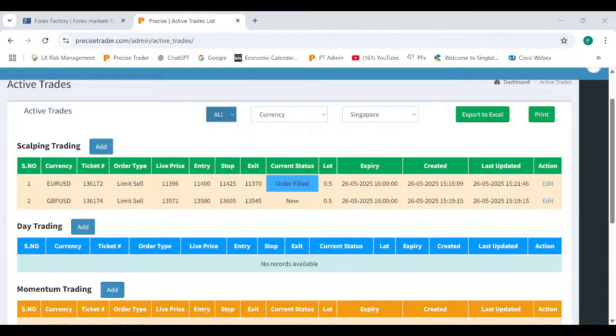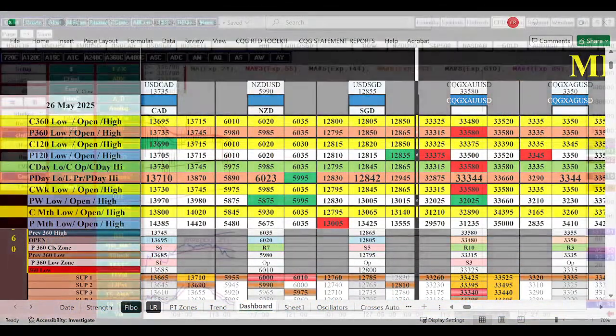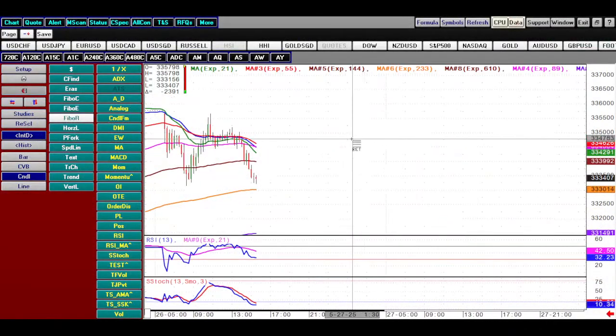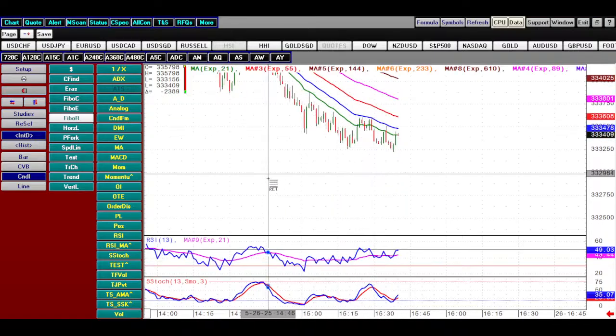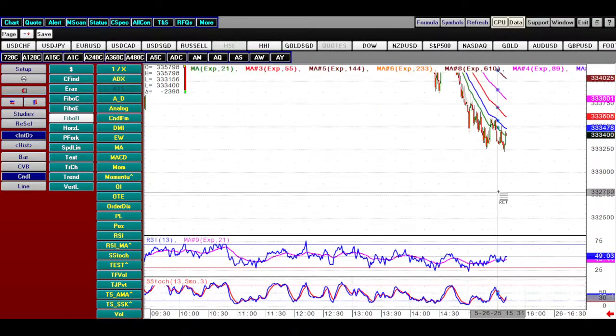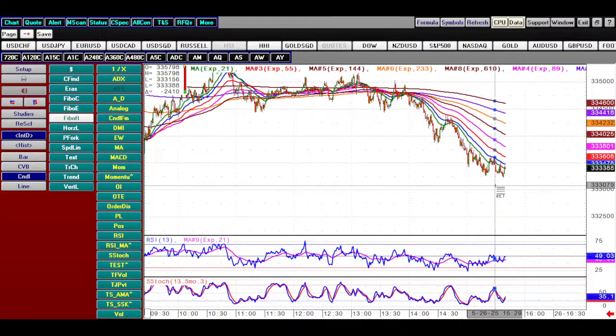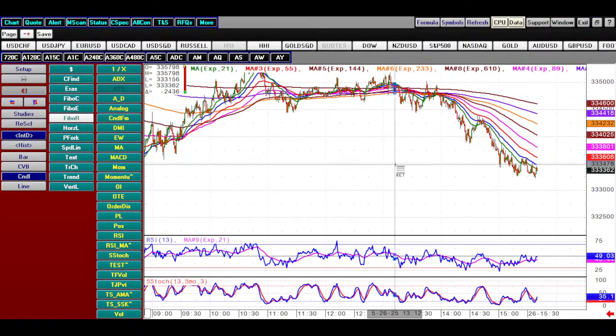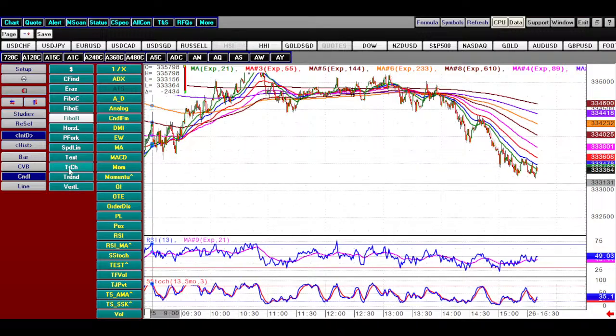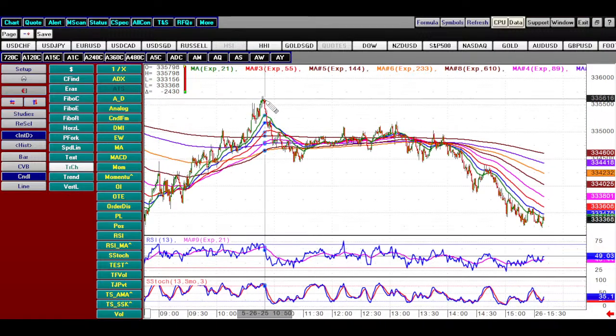And if that level breaks, then we can see the price going further down towards 26 and 23. So looking at the price action, we should see. Let me see.